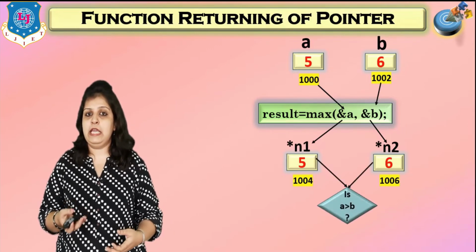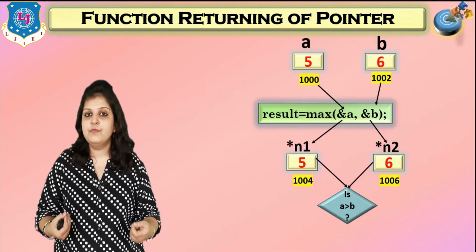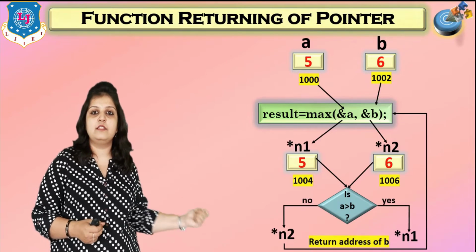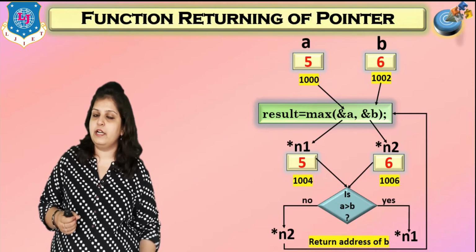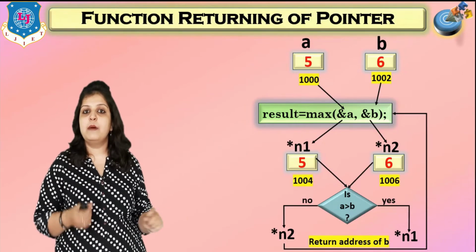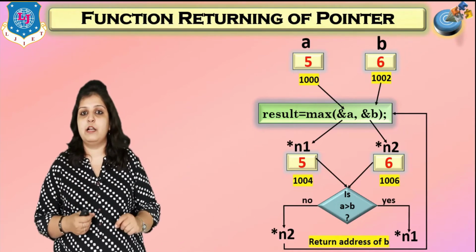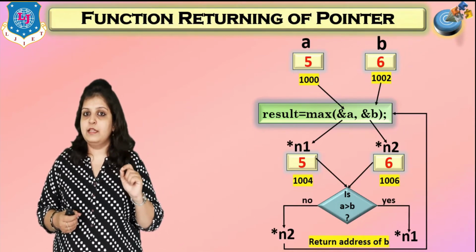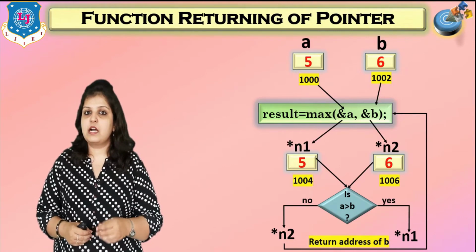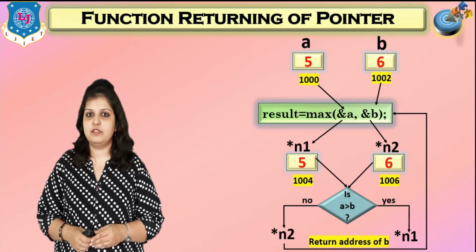So it will check whether a is greater than b, meaning *n1 greater than *n2. Here our condition becomes false. That's why it will return the address of b, meaning n2 will be returned to our main function and stored in the pointer variable result. But if the condition becomes true, then the address of a will be returned to our result variable. Suppose I take 15 as a, then it will return the address of a. In this way we can use the concept of a function returning a pointer. Now let's move to the practical session.